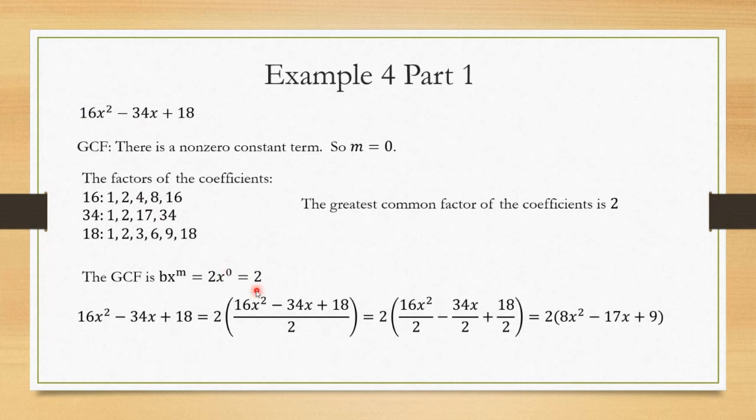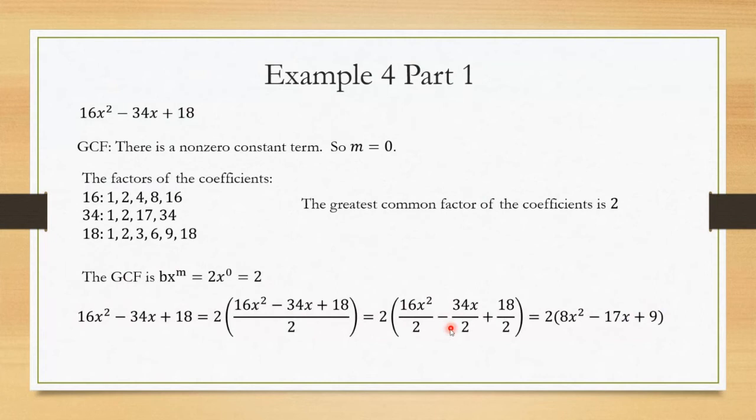So what do we do? Factor it out. We get 16x squared minus 34x plus 18, and we factor out 2. You put it in front, and you divide by 2, because you have to see what's left over. That's how you divide. So we get 2 times (16x squared over 2 minus 34x over 2 plus 18 over 2), right? We divide into each term.